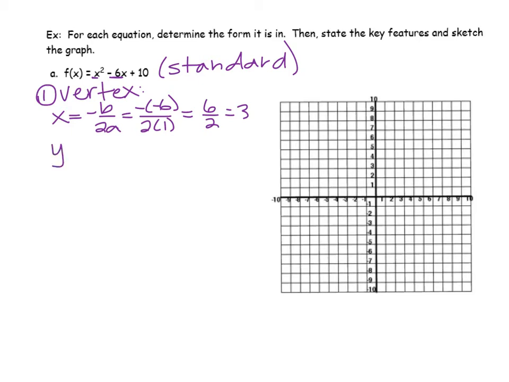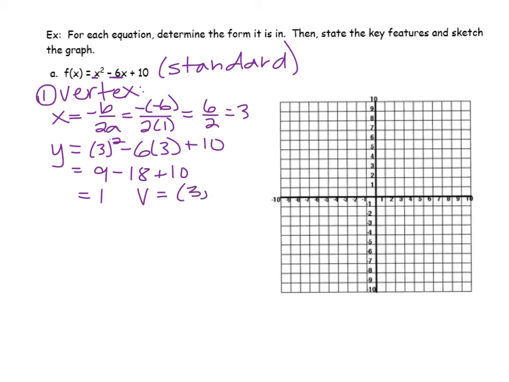To get the y-coordinate, we'll plug that into our equation. We have x squared, so I'll plug in 3 and square it. Oops, let's make sure that's easier to see. There we go. Minus 6 times 3 plus 10. And now we just simplify. 3 squared is 9. 6 times 3 is 18 plus 10. 9 minus 18 plus 10 is 1. That means your vertex is the ordered pair 3, 1. And again, that's the most amount of work you'll have for this whole problem. The rest of it just kind of comes from this information or the equation itself.